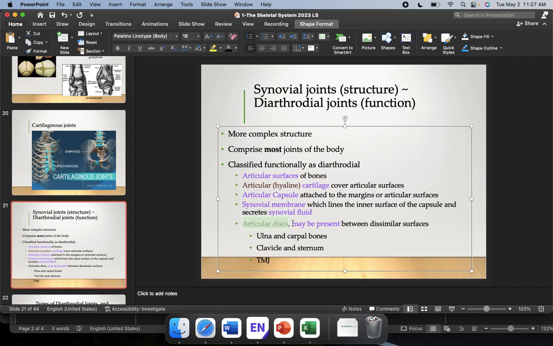And that brings me to this point. An articular disc may be present between dissimilar surfaces. And here's a few examples of places where we have articular discs: in between the clavicle and the sternum, the ulna and the carpal bones, or the temporomandibular joint.